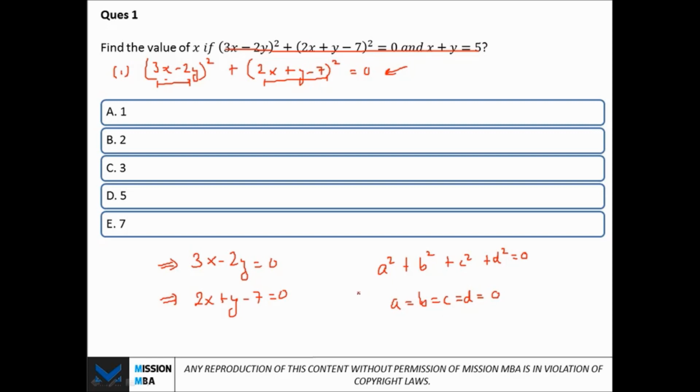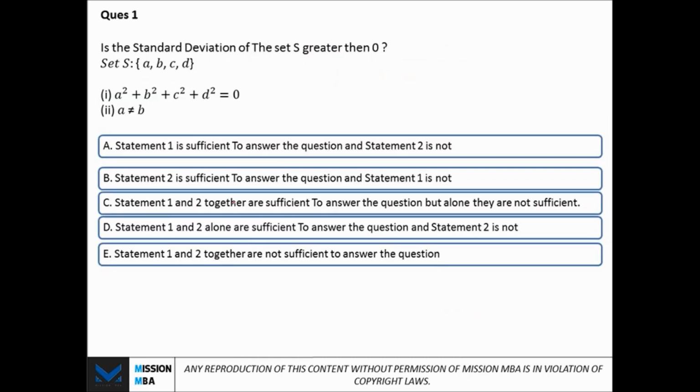Let us see how GMAT has exploited this and used this trick in various other topics. Let's go ahead and watch. So there was a question in statistics which said, is the standard deviation of the set S greater than 0? Set S contained four elements, A, B, C, and D.